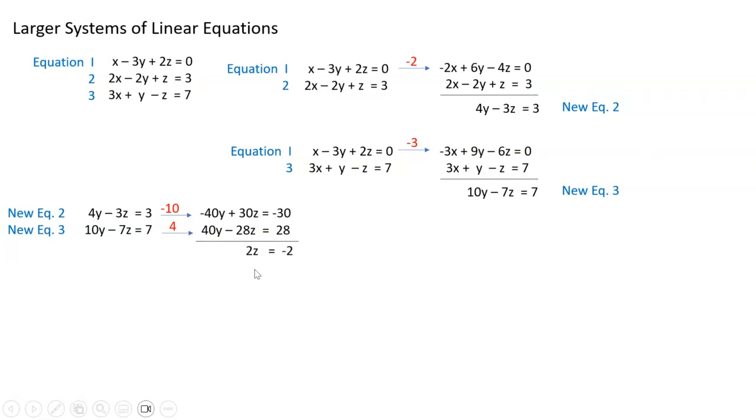Now we add them. So we get 2z equals -2. We divide both sides by 2. So I found the value for z. z is equal to -1.